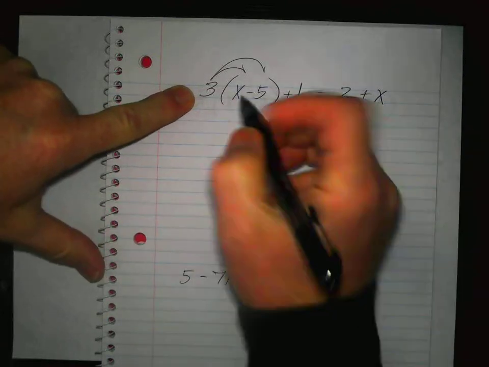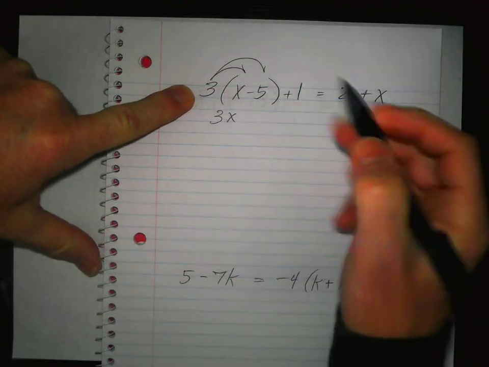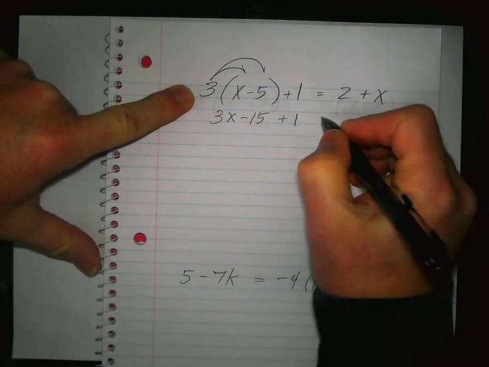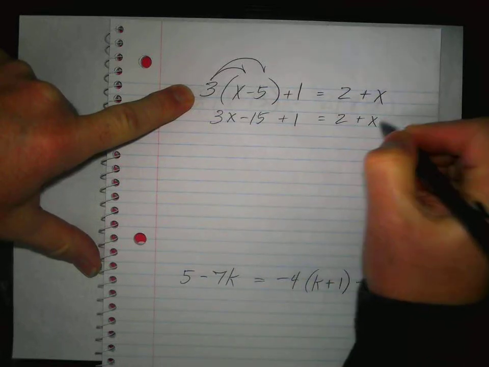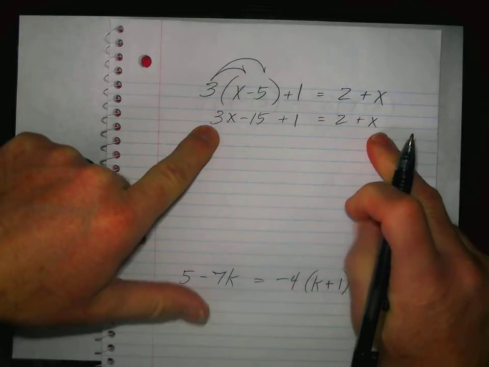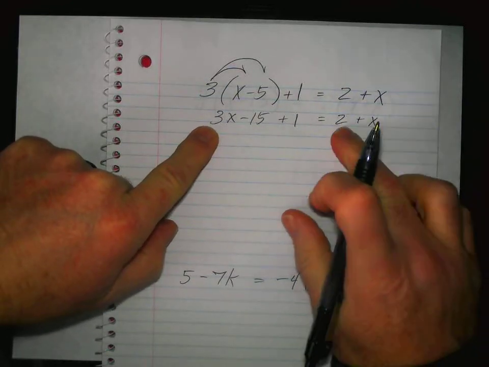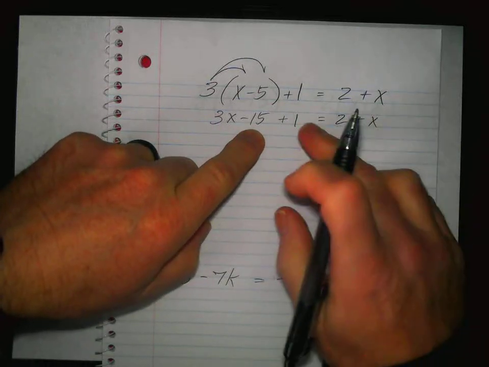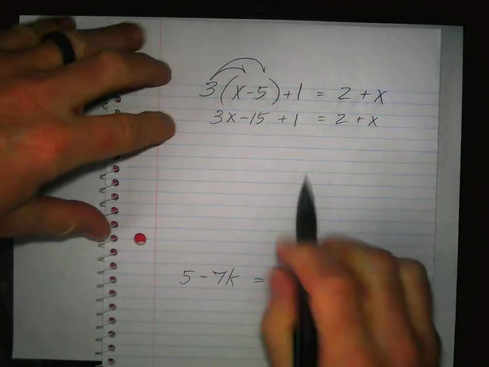3 times x is 3x. 3 times a negative 5 is negative 15. And then I have my 1. 2 plus x. Now we have variable terms on both sides. We have a constant term of a 2 over here, a constant term of a negative 15 over here, and a constant term of a 1 on the left.